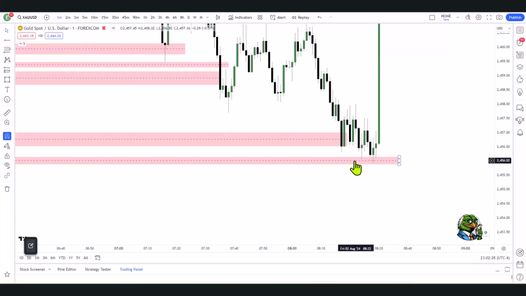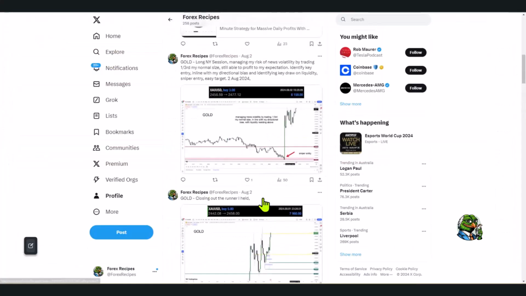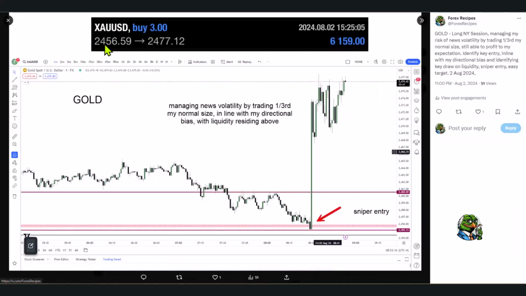But this was a sniper entry because I know that it's not about the fair value gap. I'm not going to get in here just because it's a fair value gap. I know that it's time. It's not the fair value gap. All the fair value gaps are valid. It's about the time. So let's find this in my journal. There it is. Look at the entry, 2456. I've marked it out.